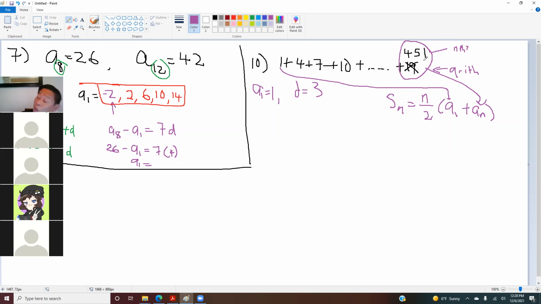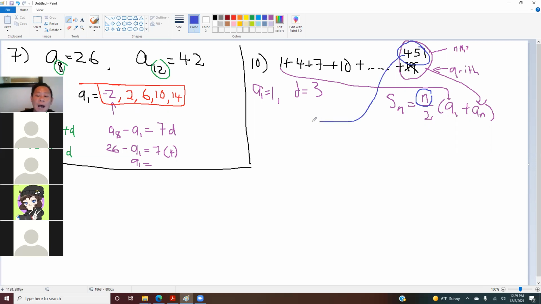Now, please do not take out your calculator and add 1 plus 4 plus 7 plus 10 plus 13 and on to 451. You will be defeating the purpose of this class, because you will spend a lot of time compared to some students who know the formula. So my main question is, how do we know n for this 451?